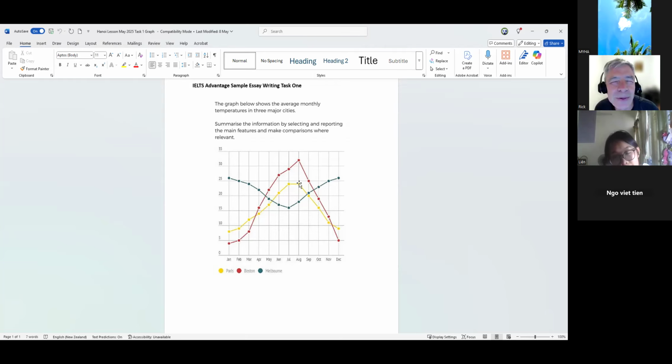The word begins with the letter I. The temperature range in Paris is something Boston and Melbourne. Does anyone know? Viet Tien, what is the missing word? It begins with I. Okay, Leon. I-N. The temperature range in Paris is something Boston and Melbourne.